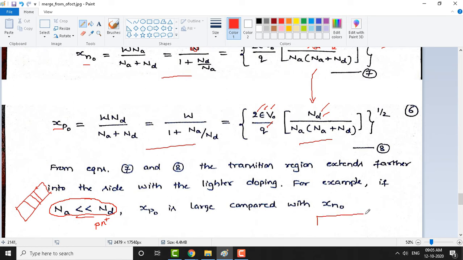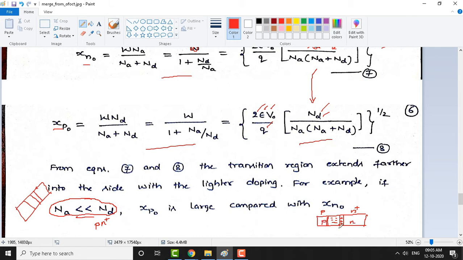Suppose I draw the diode with the depletion region. This is the middle of the junction, and you can see the extension towards the P side. This is the P side, and this is N plus because it is heavily doped, so you will have a narrow region on the N side. This region is filled with negative charges, and this region is filled with positive charges. This is the neutral N region, and this is the neutral P region.